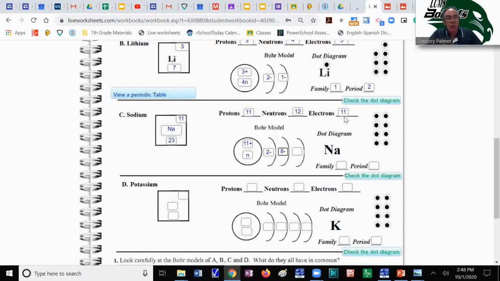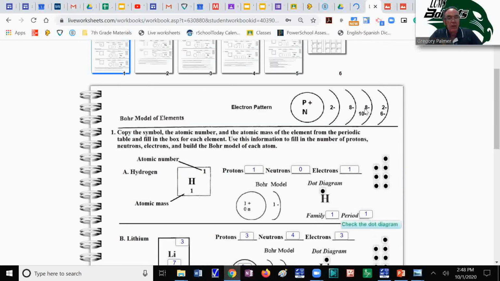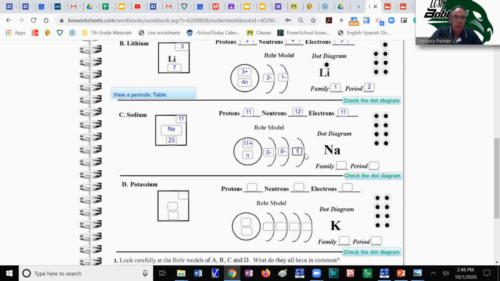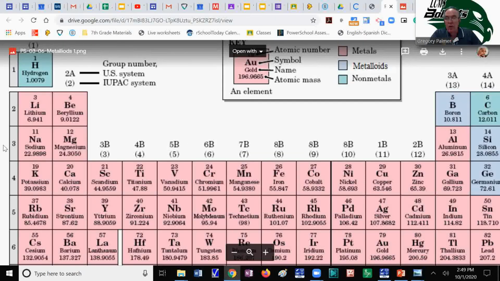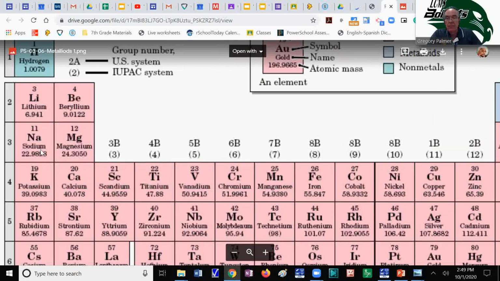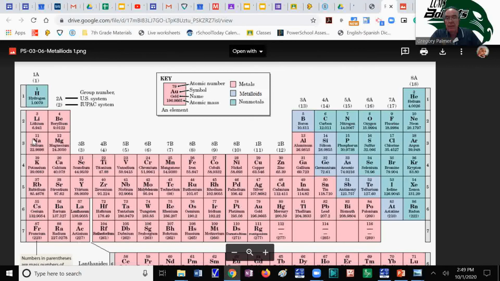So we need a total of 11. So we'll look up here. We go to the third energy level, and it can have up to 8. So we only need 1 more. So there's plenty of room for that. So we'll stick that there. We have 1 valence electron, so we know there's 1 dot in the dot diagram. There's 1 valence electron, so we know we're going to find it in family 1. And we see that there's 3 energy levels, 1, 2, 3. So that tells us it'll be on period 3. And if we look at this periodic table, we see that it is in period 3 right here. And it is in family 1.